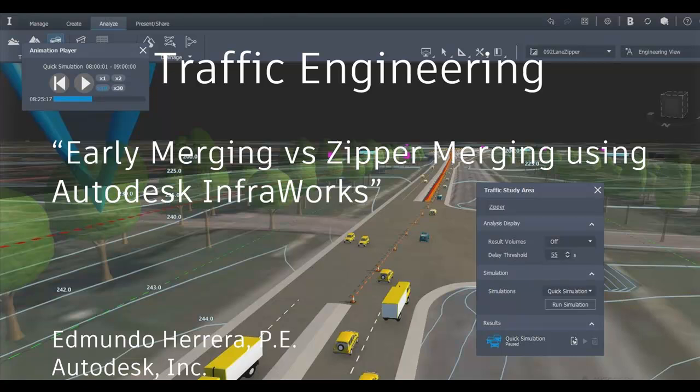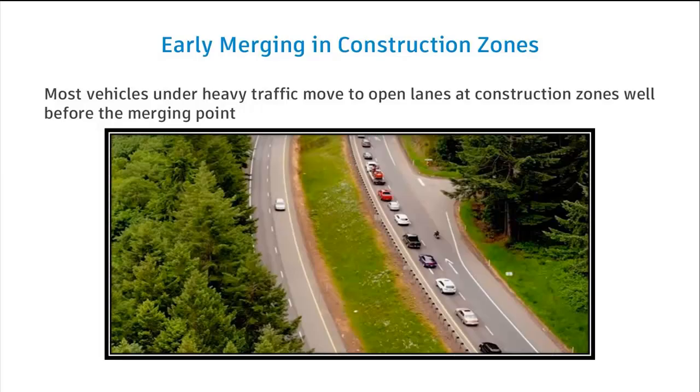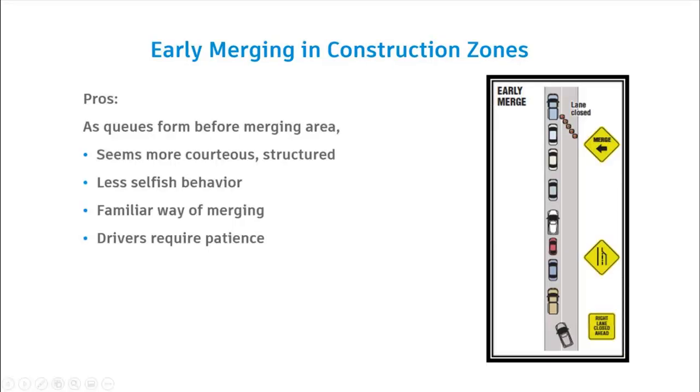In this session, you will see how conventional and zipper merging in construction zones are modeled using Autodesk InfraWorks traffic simulation. We'll first analyze early merging in construction zones. Most vehicles under heavy traffic move to open lanes well before merging points, as it apparently seems more courteous and structured. It is also a familiar way of merging and shows less selfish behavior.